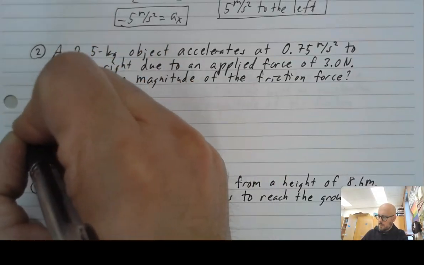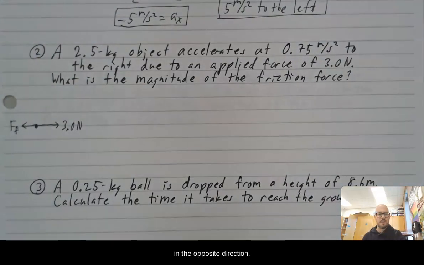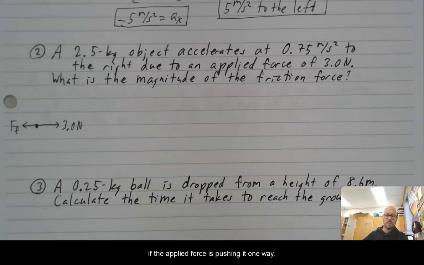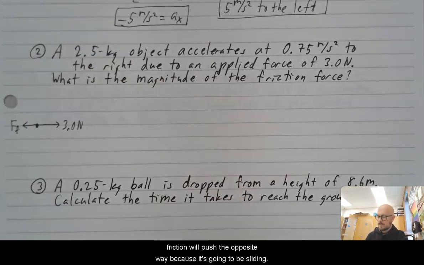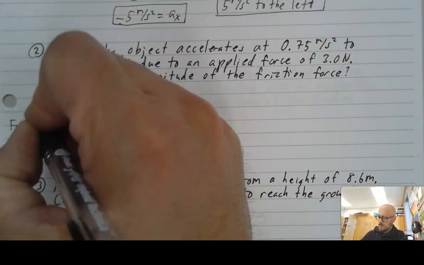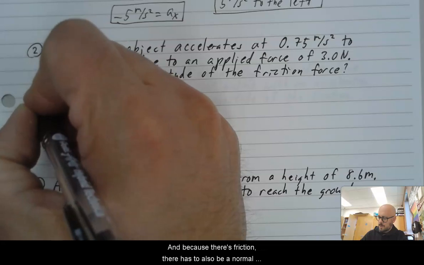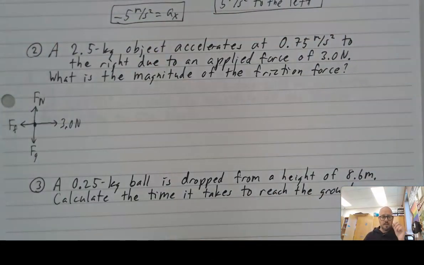There's a friction force. Now this friction force needs to be in the opposite direction. If the applied force is pushing it one way, friction will push the opposite way because it's going to be sliding. There's also a gravitational force, and because there's friction, there has to also be a normal force because it's got to be on a surface.